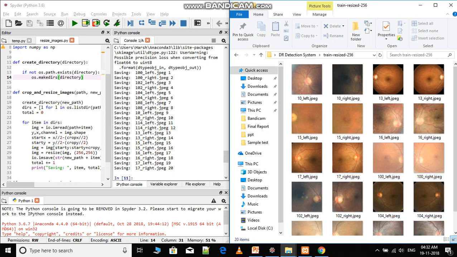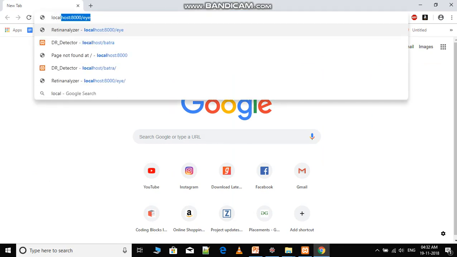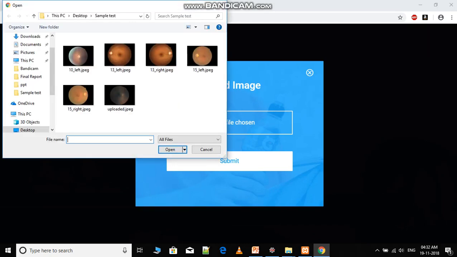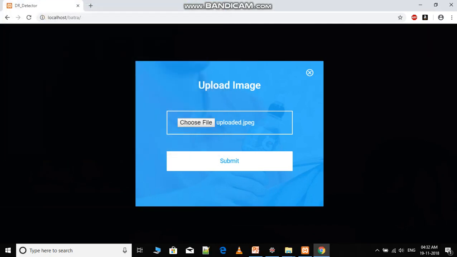Now let's see how common internet users can benefit from our project. We have created a web interface. The web interface is user-friendly, it's very interactive. The user can upload the image of the retina. Now as soon as the user clicks the submit button, our model will run at the backend and it will predict whether the user has the disease or not.